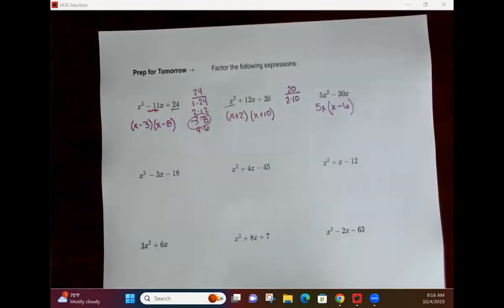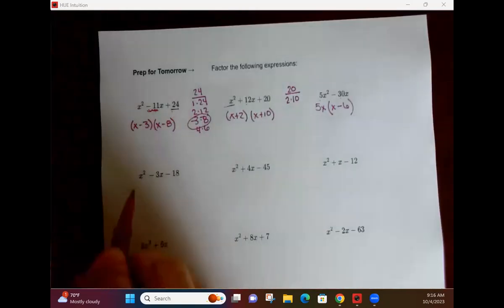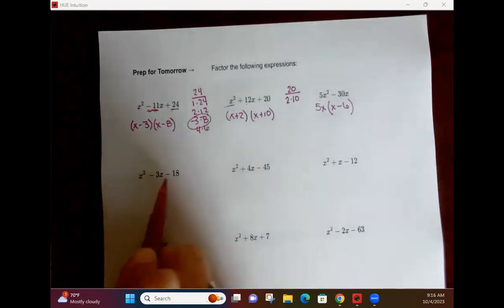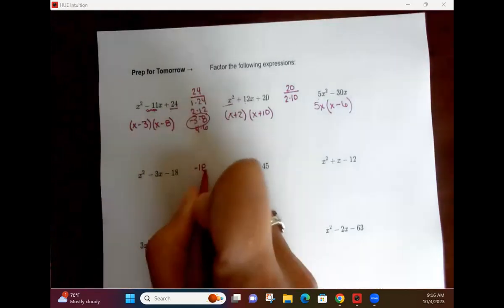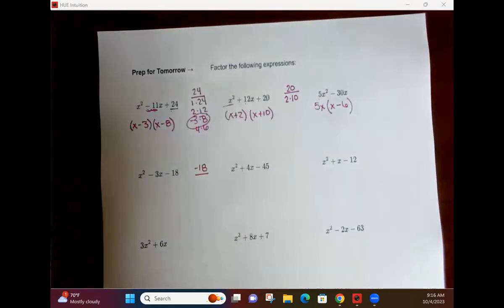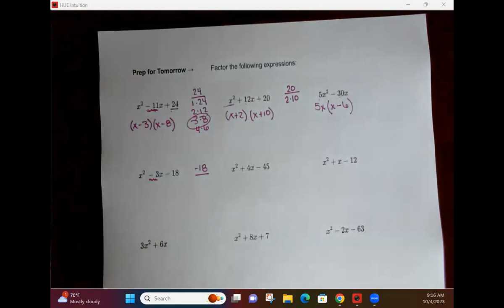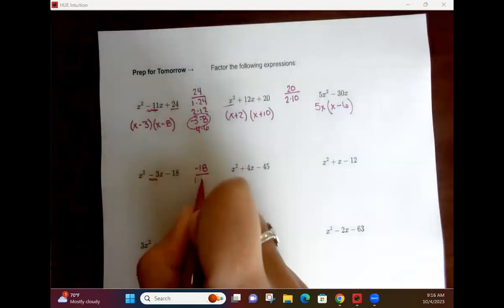I'm going to go through just a couple more with you here. Back to a trinomial, something with 3 terms. There's no GCF, no common factor for all of these terms. So I want something that multiplies to negative 18, but adds to negative 3. To get negative 18, I would need 1 positive and 1 negative value. Just something to keep in mind as I make my factor list.